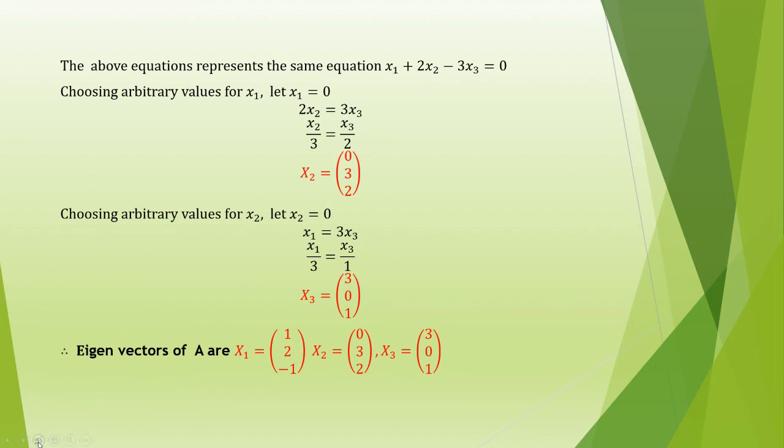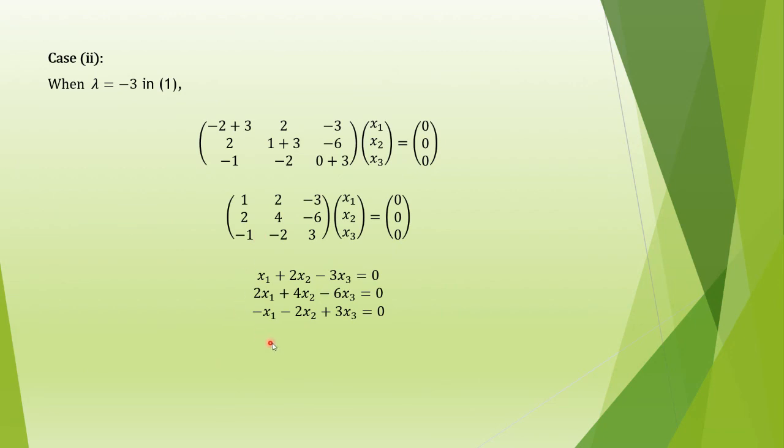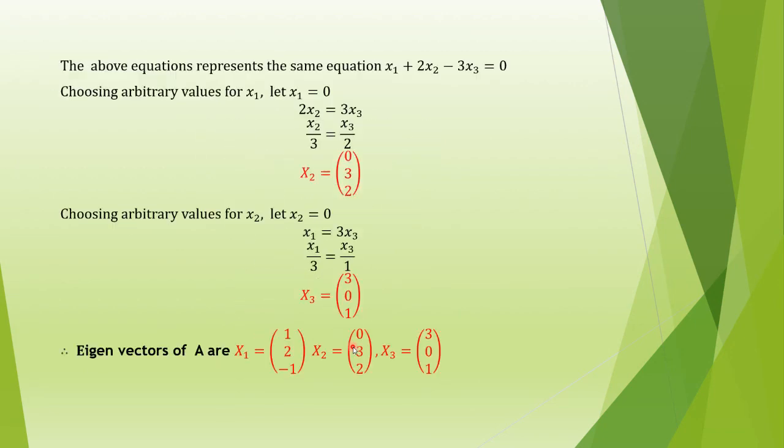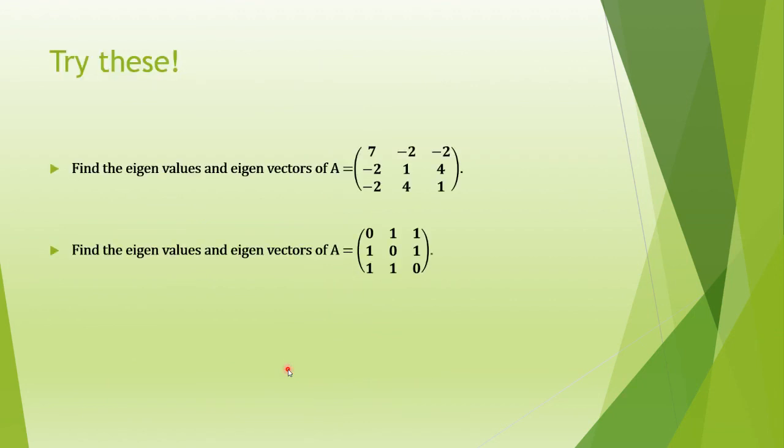Therefore you get the values in this one: x3 is equal to this, x2 is equal to this, and x1 you already got. All three values together are written as the eigenvectors of A. So this is the way to find the eigenvectors from a 3 by 3 matrix. These two problems are for you, so you can practice them with the same method.